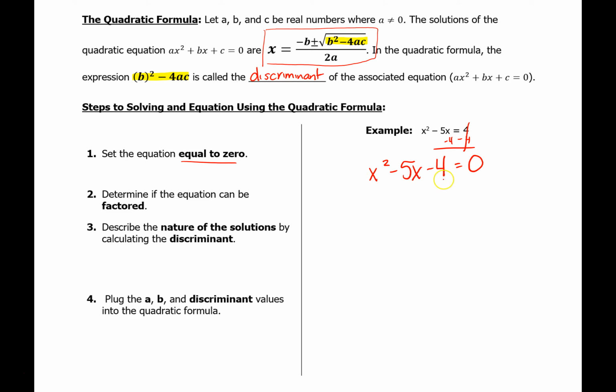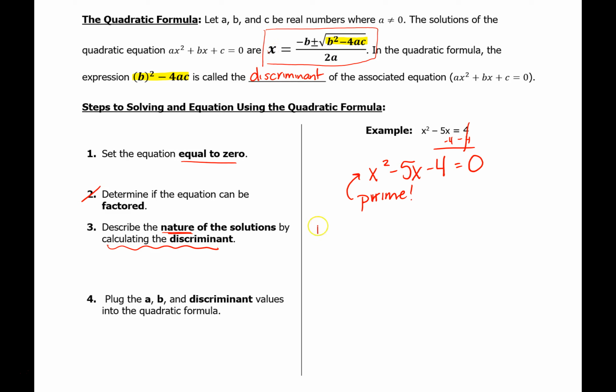So this polynomial, to get 4, I can do 1 times 4 or 2 times 2, but using different signs, none of those add up to negative 5. So this one is a prime polynomial. That means I can't factor it, so that step is out. It cannot be factored. So now I need to calculate the discriminant. That will tell me the nature of my solutions, and it will also help me plug into the quadratic formula.